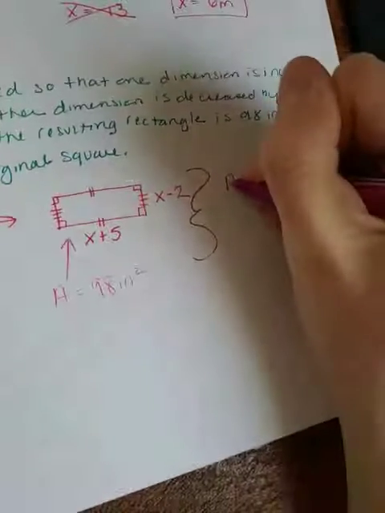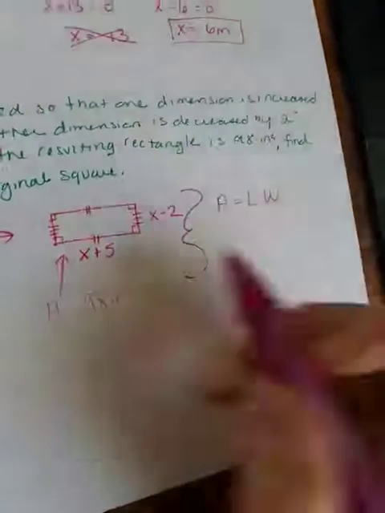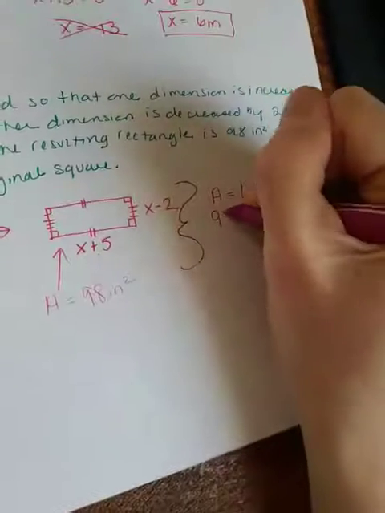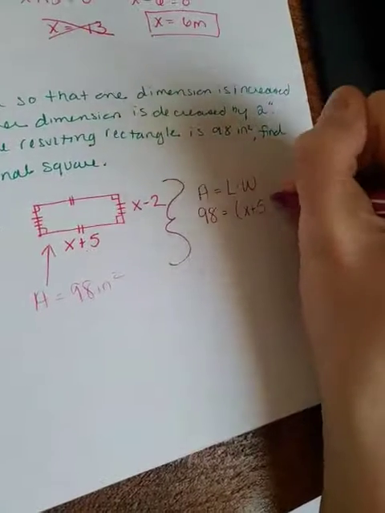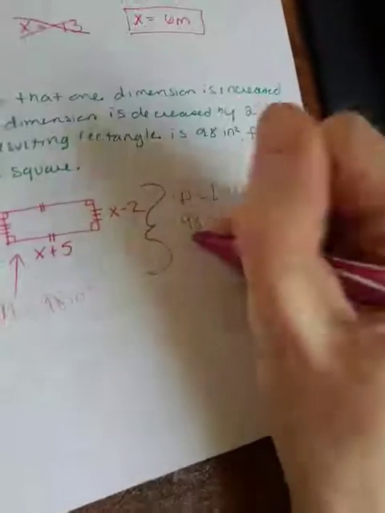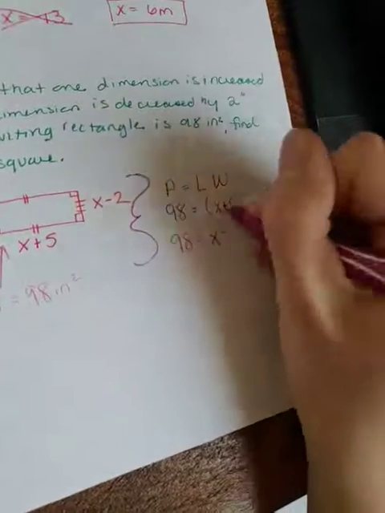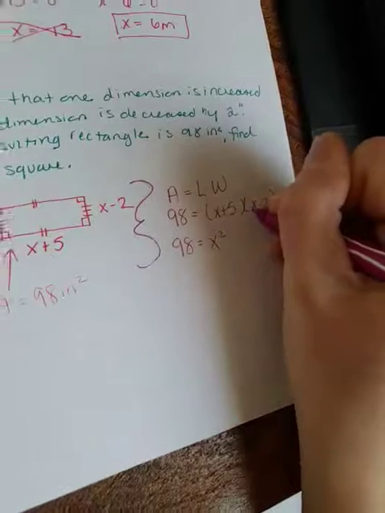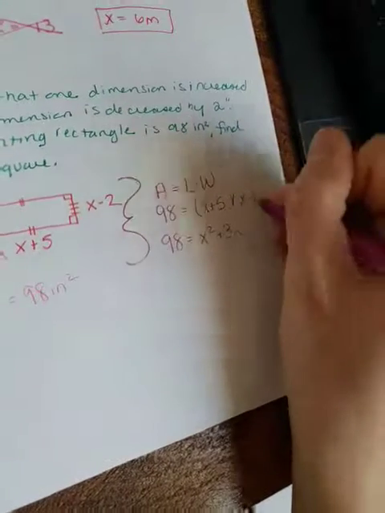And we know the area of a rectangle is length times width. What's the area of this rectangle? 98 square inches. One of the dimensions is X plus 5. The other dimension is X minus 2. You're going to FOIL the right-hand side. You're going to get X squared minus 2X plus 5X. That's going to give you a positive 3X. 5 times a negative 2 is a negative 10.